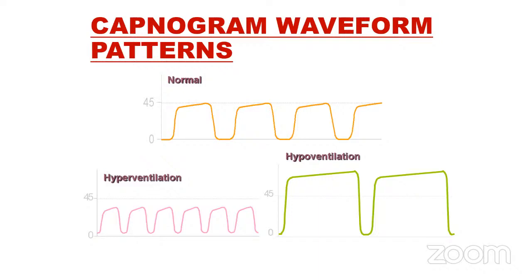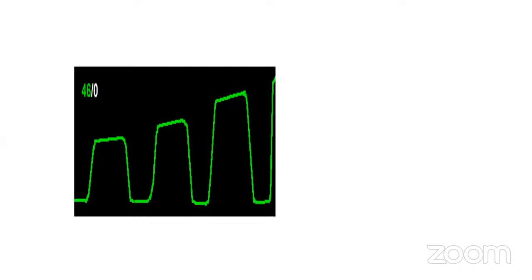Some of the other capnogram waveforms: this is a normal ETCO2. Once there is hyperventilation with increased rate, we can see that the ETCO2 values are coming down, and with hypoventilation the ETCO2 is going up. It is more than 45 or 50. Here we can see a slow increase in the ETCO2, which shows hypoventilation. This is a slow decrease in the ETCO2 value.